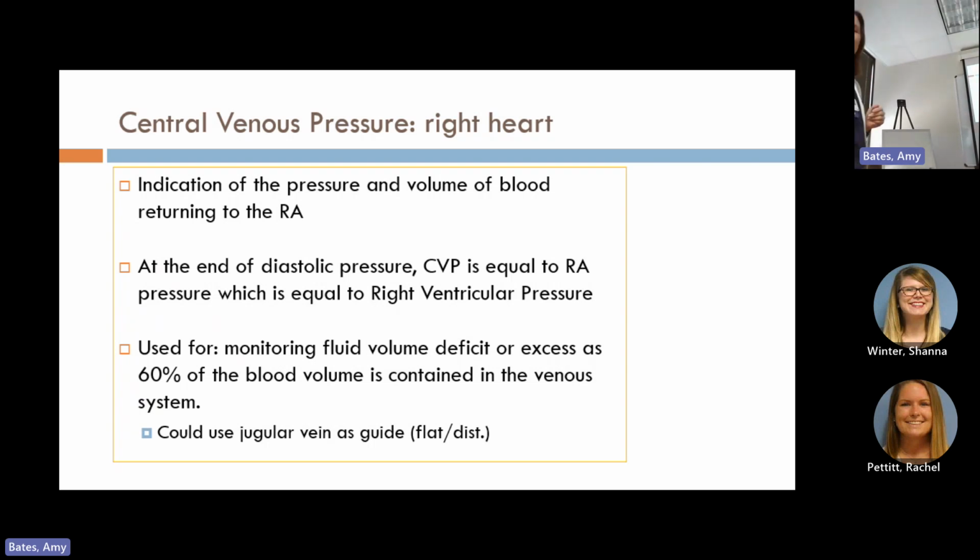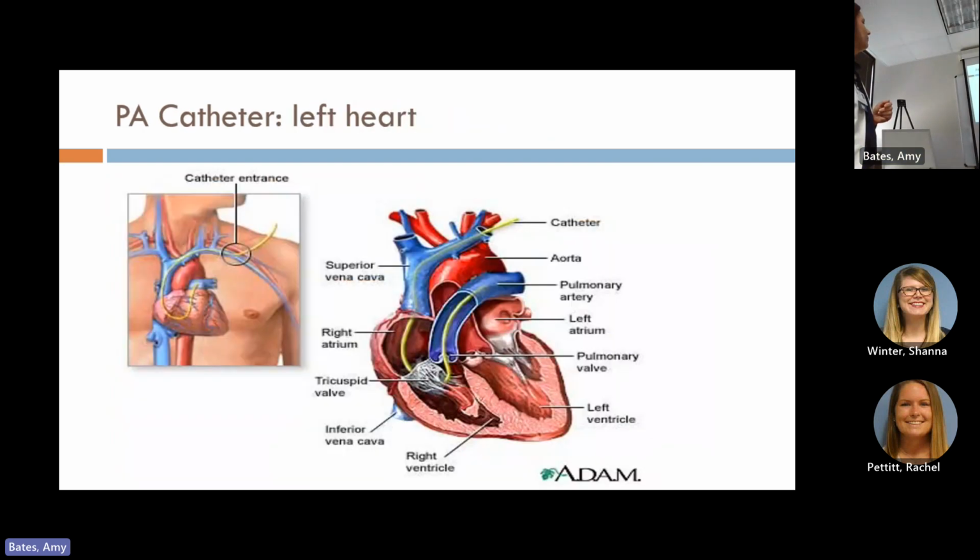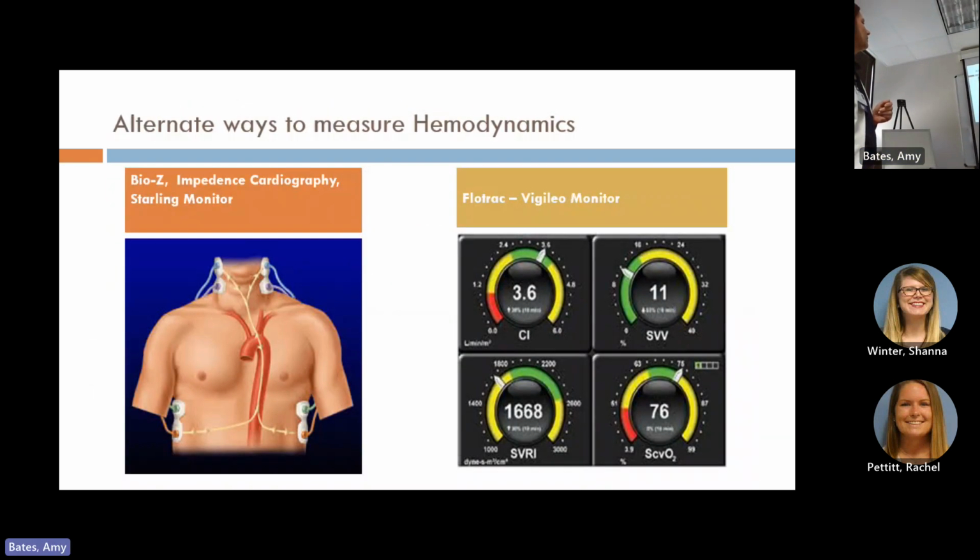You can also do that with your Starling monitor, right? So the Cheetah monitors you can get on and it will tell you, and you can do passive leg raise, you can do full fluid bolus testing just to see if that's what you need to do.